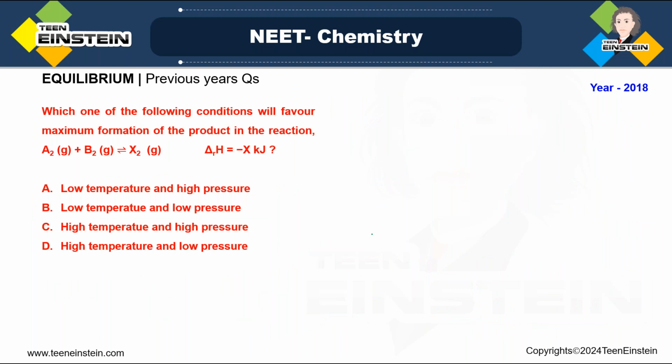Which one of the following conditions will favor maximum formation of the product in this reaction? So what is the reaction? A2 gaseous, B2 gaseous, it is producing X2. This information is important because the sign indicates that this is an exothermic reaction, and for an exothermic reaction, when we increase the temperature, the product formation is hampered because in the reaction there is already some excess heat generated. That is why there is a negative sign.